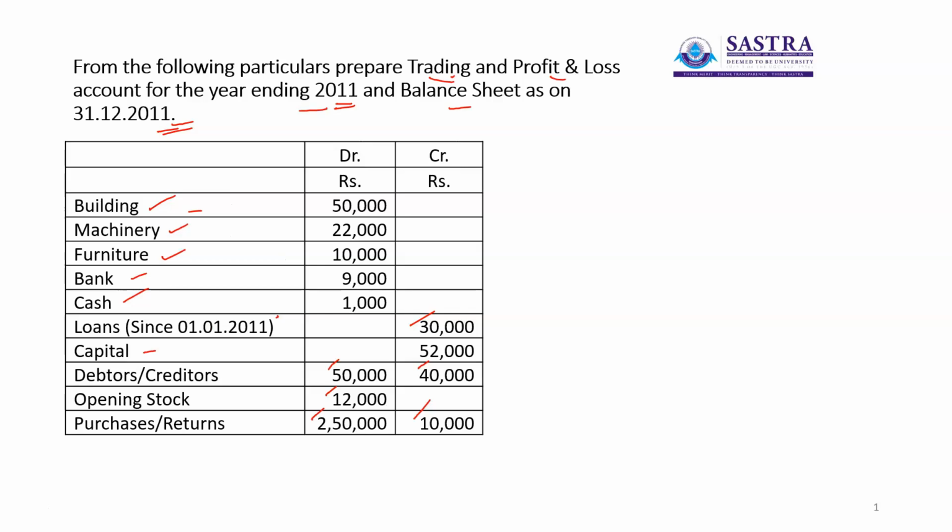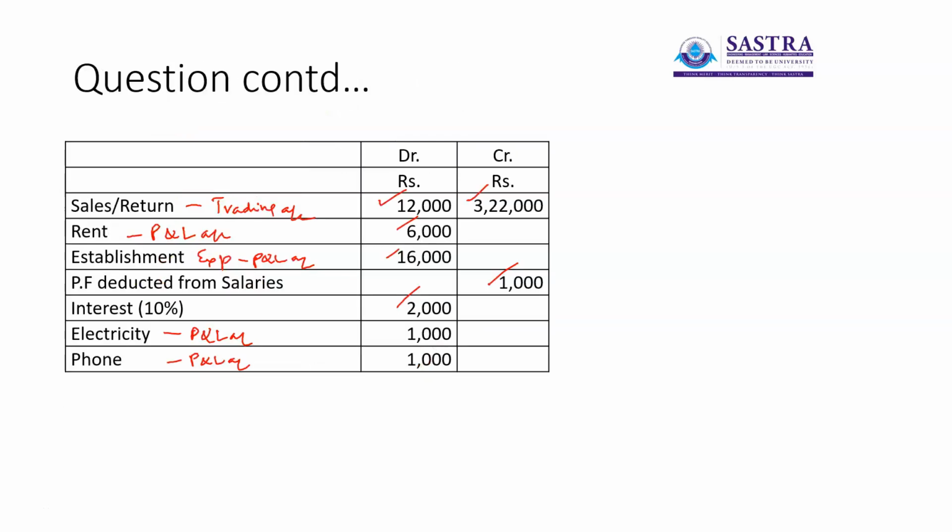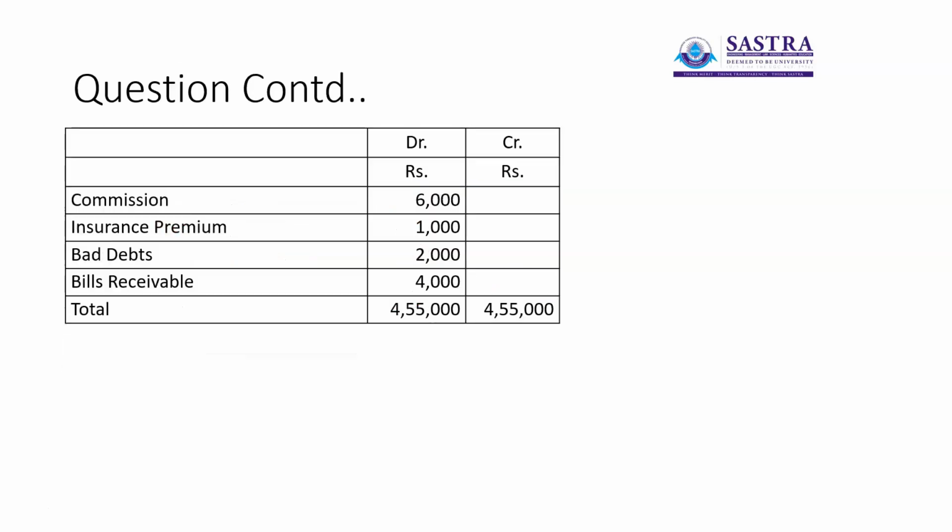Building is an asset item, balance sheet asset. Again machinery asset, bank is a current asset, cash balance also, all these are to appear in balance sheet. Capital, balance sheet liability, and provision for PF as given in question should be shown on the liability. This PF deducted from salaries to be shown on the balance sheet liability. Additional provision, if given in case of adjustment, should also be given.